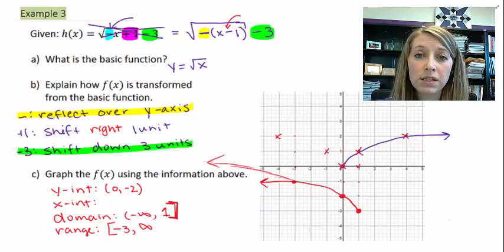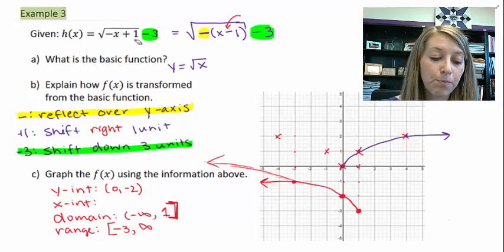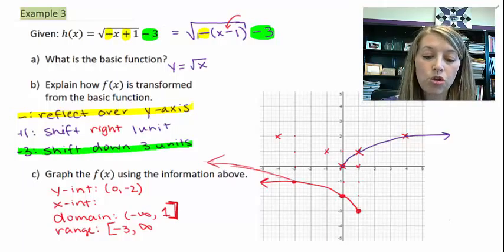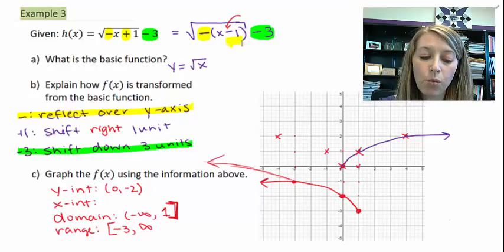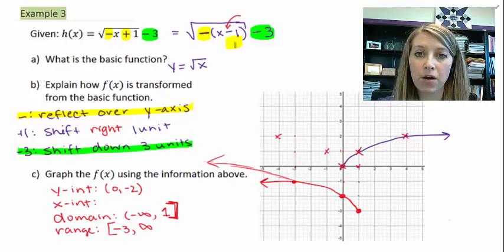So the key thing to this is anytime you have something on the inside that is both multiplied and added, you must factor out your multiplication first because it will change your addition from there on out. Okay, let's move on to the next example.